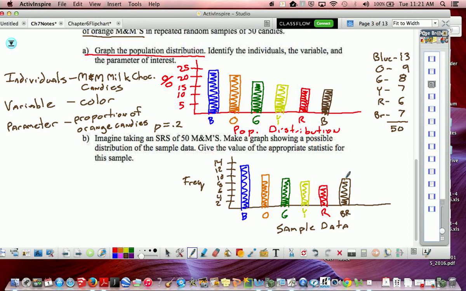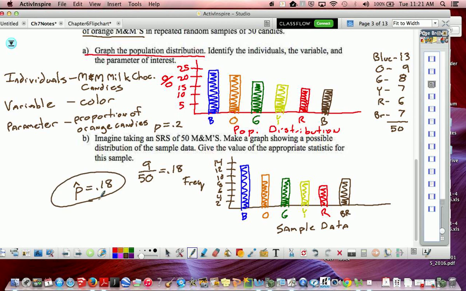Now it says, give the value of the appropriate statistic for this sample. So our parameter was the proportion of orange candies. In our case, we had 9 orange candies out of 50. So if we go 9 divided by 50, that gives us 0.18. So our sample proportion of orange candies is 0.18.